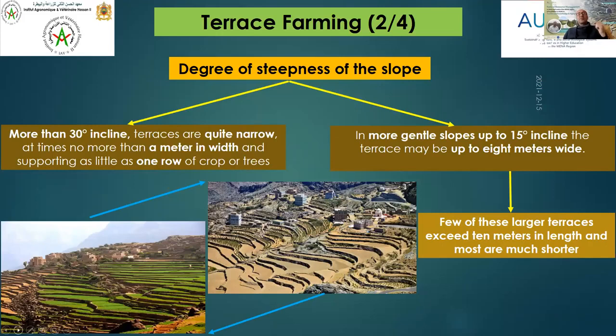According to the degree of steepness of the slope, if there is more than 30 degrees incline, terraces are quite narrow, at times no more than a meter in width, and supporting as little as one row of crop, one row of trees. In more gentle slopes, up to 15 degrees incline, the terrace may be up to 8 meters wide. Few of these larger terraces exceeded 10 meters in length, and most are much shorter.